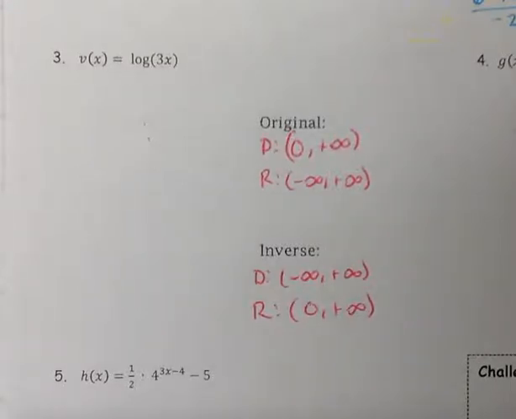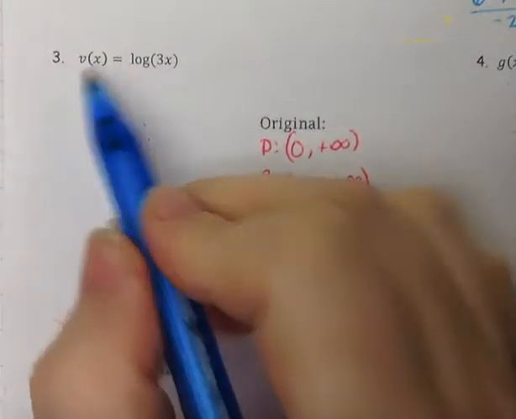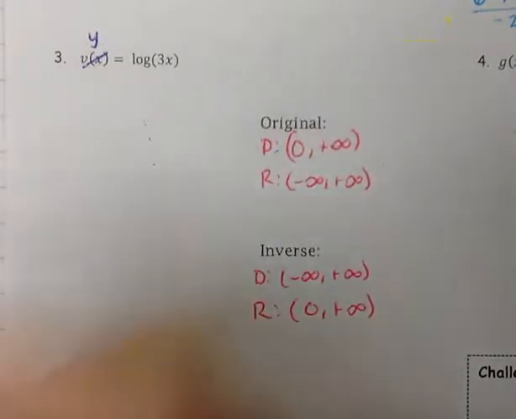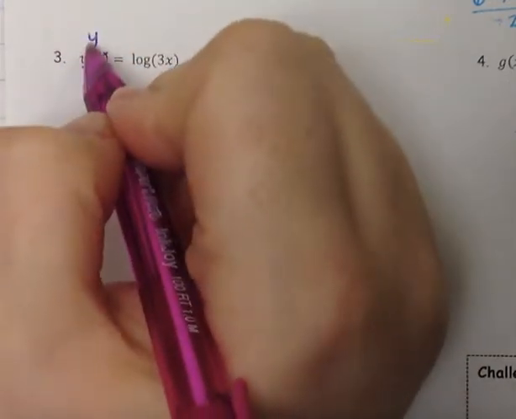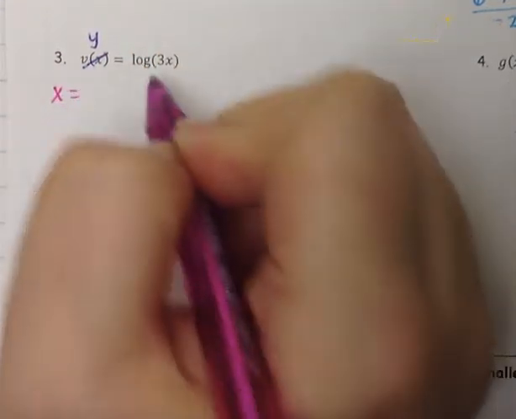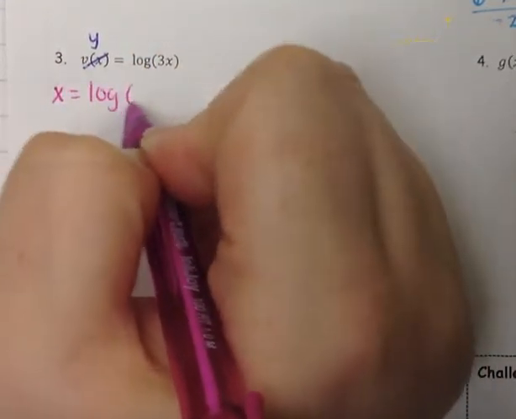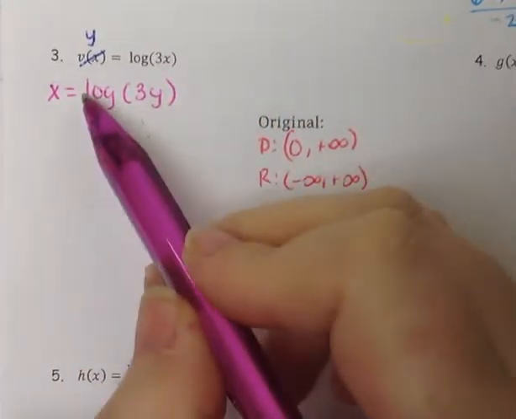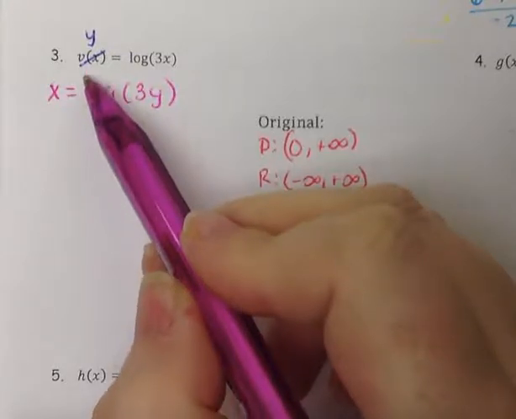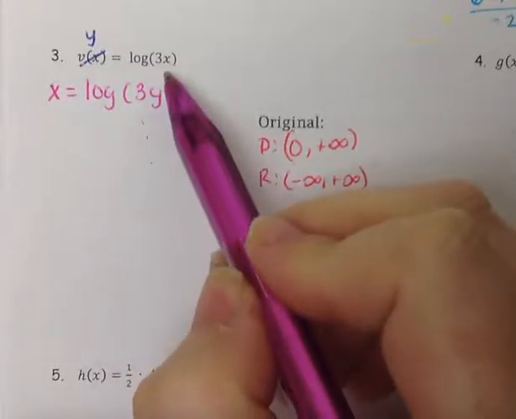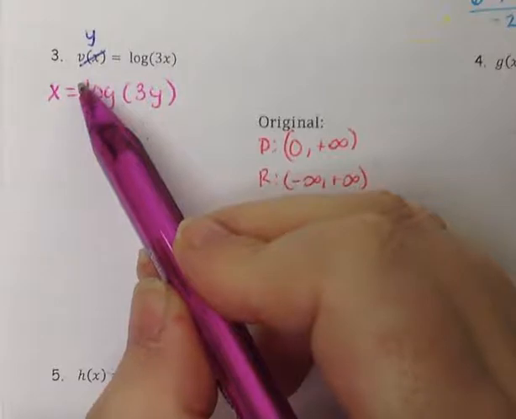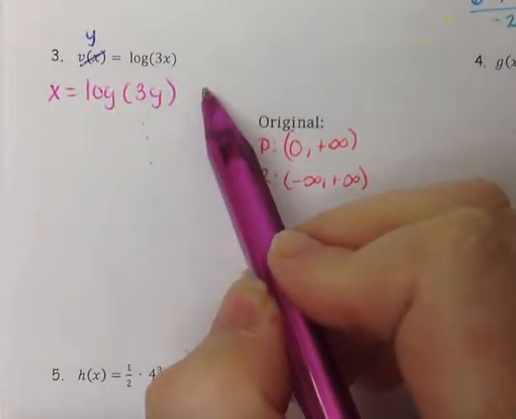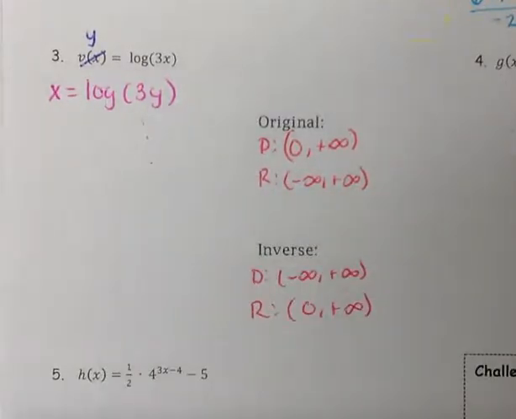To find the inverse, we need to change our v of x to look like a y. And then we just rewrite this. We switch the x and y's. So the y will become an x equals log of 3y. You want to make sure that the log, starting with the L all the way to the end of the parentheses, is alone. There's nothing attached to the L and nothing attached to the end of the parentheses. That means that we can go ahead and convert this. We want to convert this into an exponential.